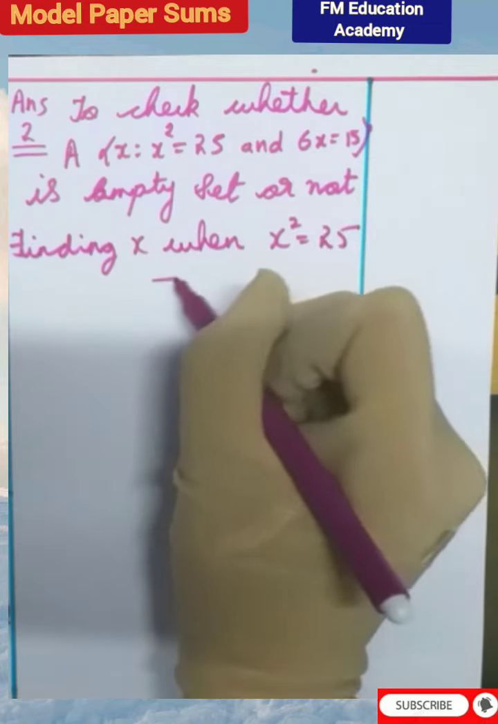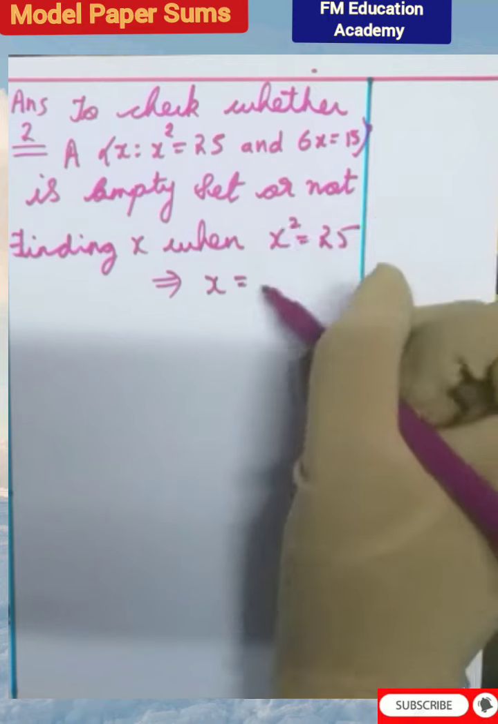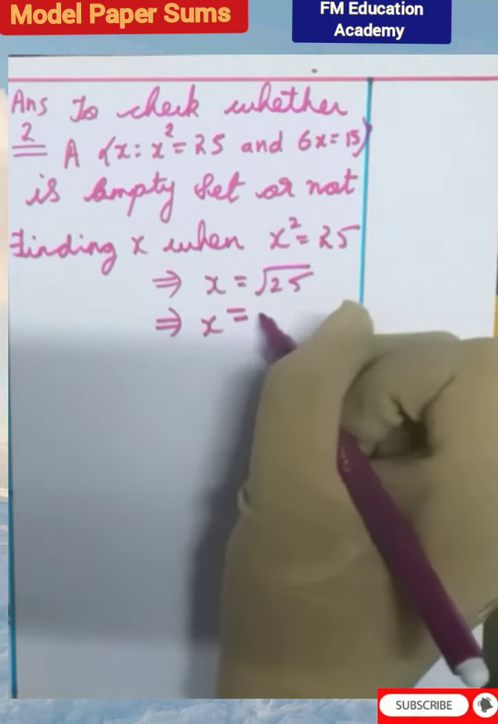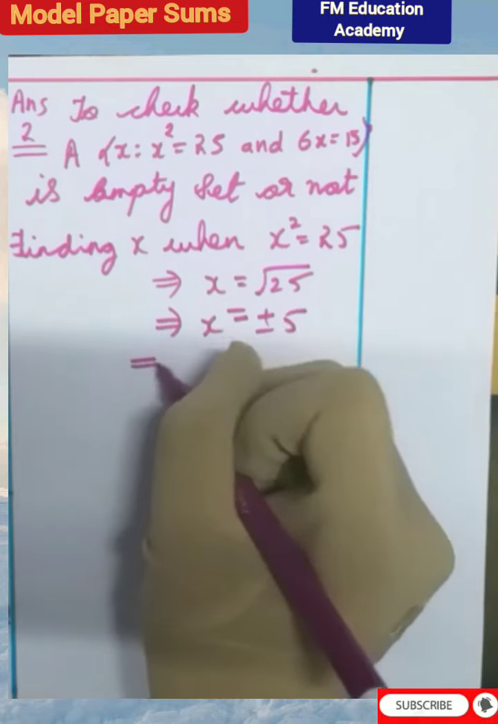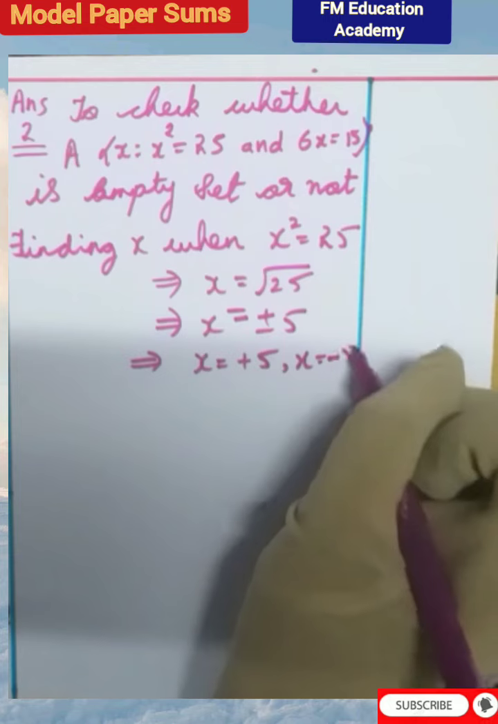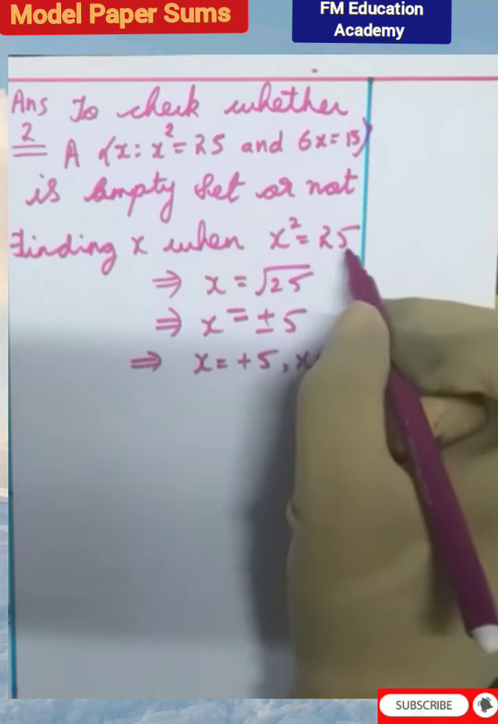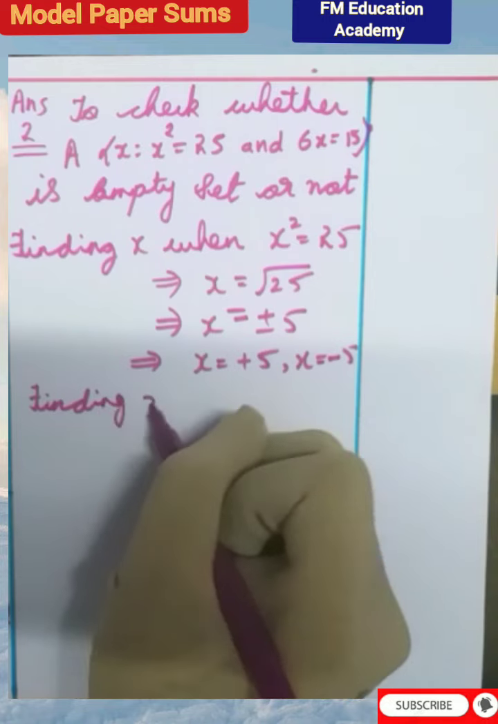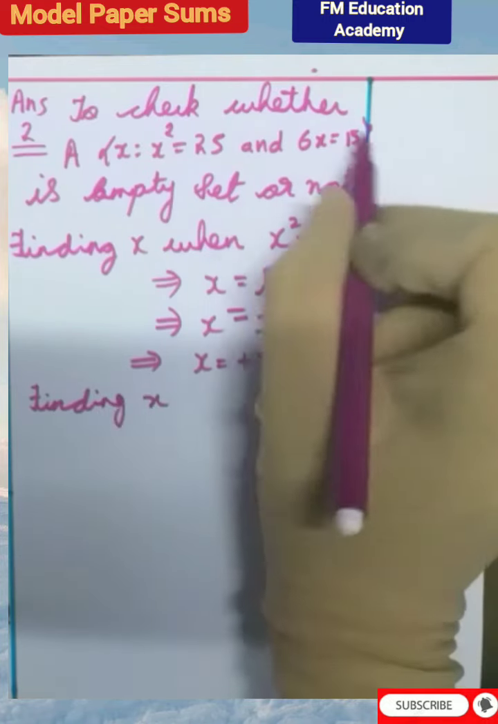So here it will be x square means square, if it goes outside becomes square root. Square root of 25 means we know either plus 5 or minus 5. So x will be either plus 5 or minus 5 when the condition is x square is equals to 25. Now let us find the value of x when 6x is equals to 15.